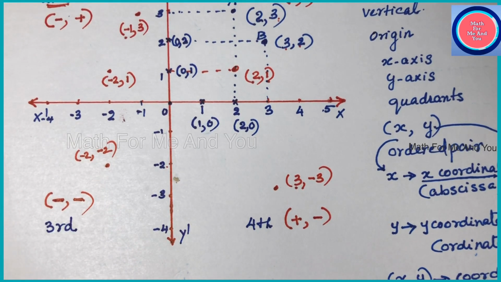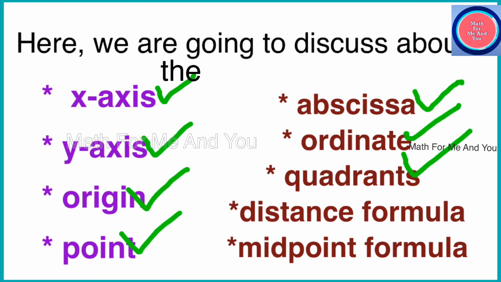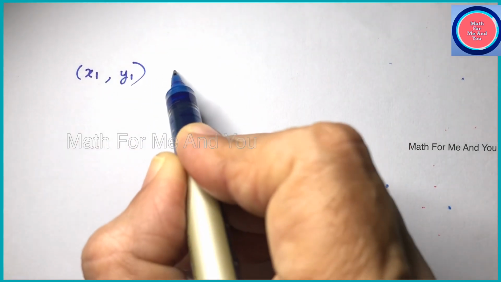Every point on this quadrant is of the form positive, negative. Now we are going to discuss the distance formula and the midpoint formula between given 2 points, because we have already discussed the x-axis, y-axis, origin, point, abscissa, ordinate and quadrants.